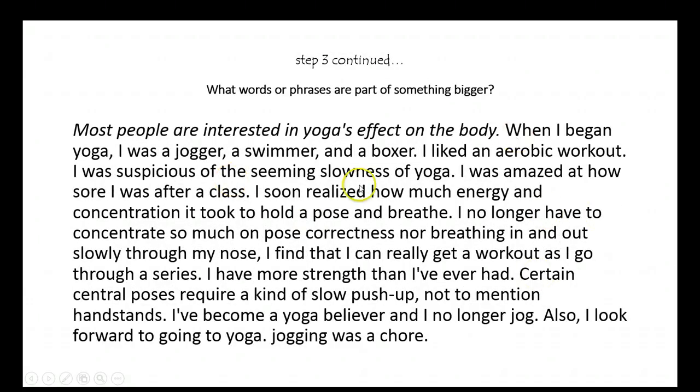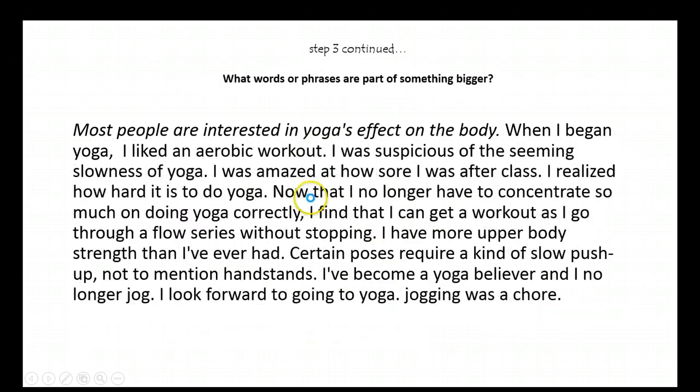So right here, I was a jogger, a swimmer, and a boxer. I liked an aerobic workout. What is this a list of? Well, you could say sports or activities, but right here it says I liked an aerobic workout. So we know that these are examples of an aerobic workout. So I could get rid of this whole list. That's what I did.